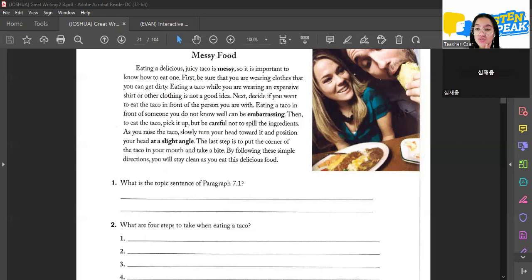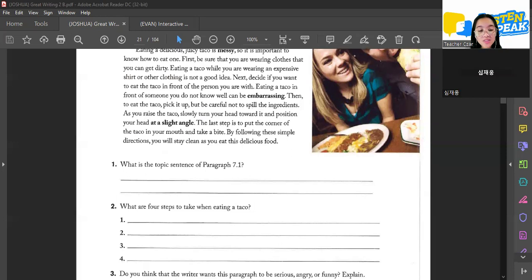And on this one, let's try to have now the second question for you. So what are the four steps? Okay, what are the four steps to take when eating a taco? I also underlined it earlier for you to remember. What are the four steps to take when eating a taco? Yeah, there are four steps. And what are those?